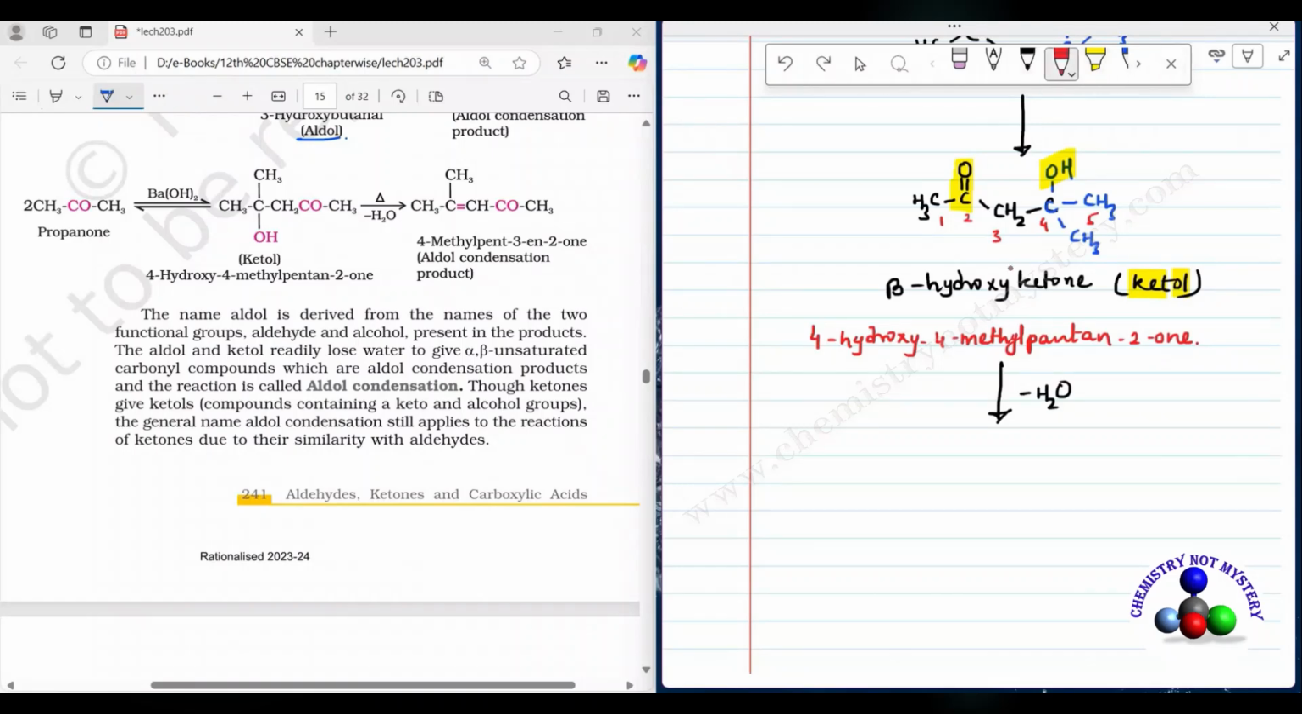Now when you remove a water molecule from this ketol, after the removal of the water molecule, OH will be removed from the beta carbon and H will be removed from the alpha carbon. So first of all, identify the alpha and beta carbons.